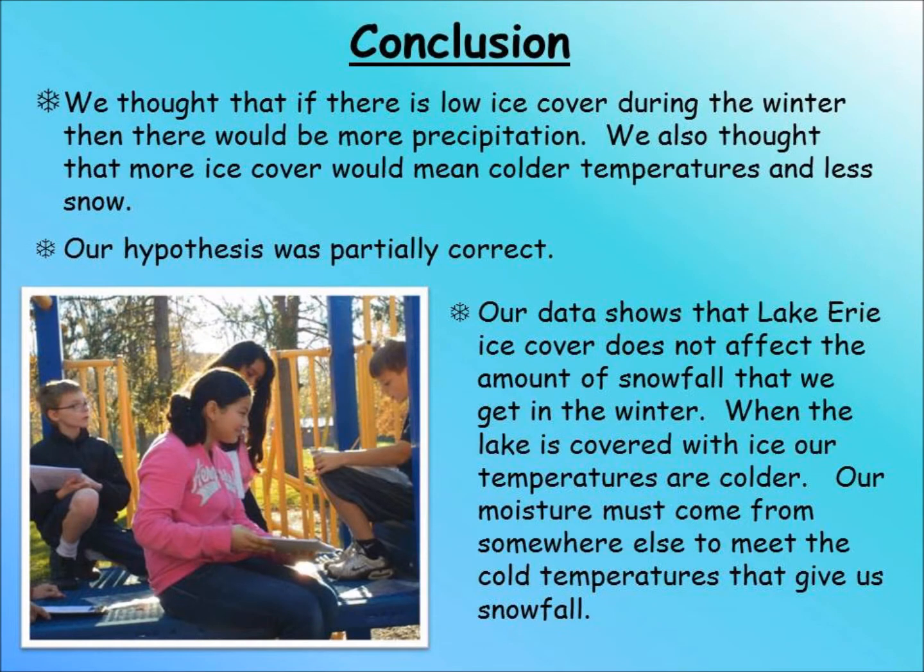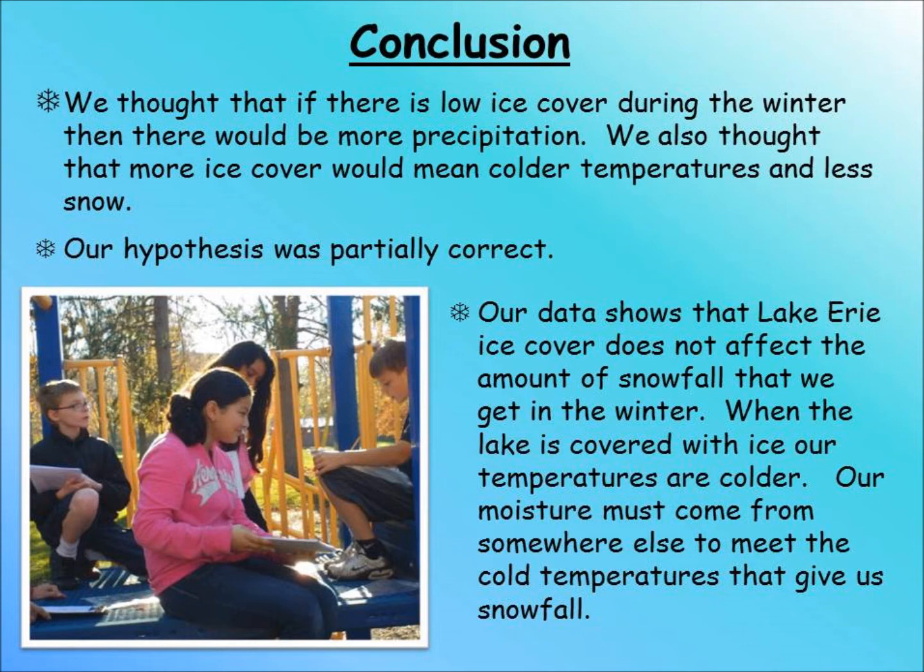The purpose of our project was to find out if the ice cover on Lake Erie has an effect on how much snow we get in the winter. Snowy winters mean more snow days for 5th graders. We thought that if there is low ice cover during the winter, then more evaporation from the lake would cause more clouds to form. With more clouds, there usually is more precipitation. We also thought that more ice cover would mean less evaporation, less cloud cover, colder temperatures, and less snow.